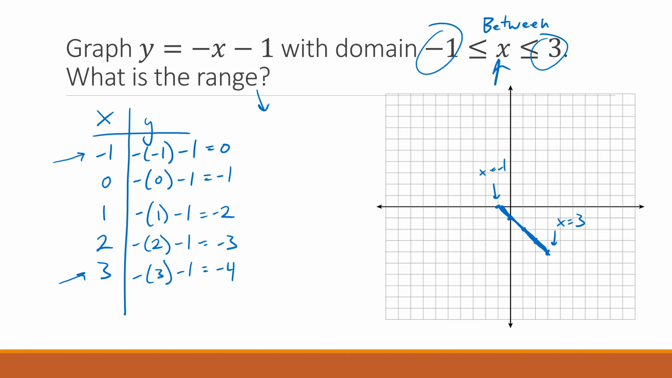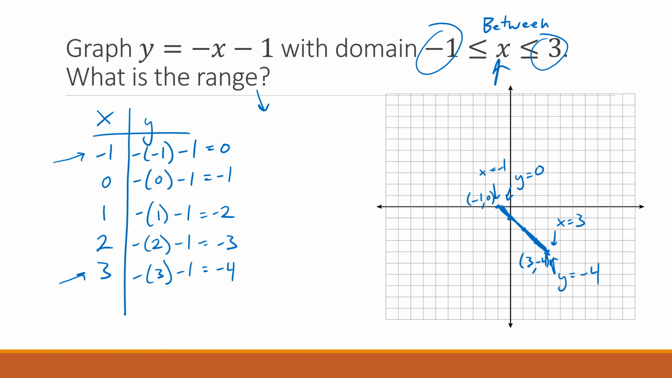Now, as with the last one, it's asking me for the range. Remember, the range relates to the y. So let's look at the y coordinates of these two extreme points. This upper one, the y is 0. This bottom one, the y is -4. And if it's freaking you out the way I'm writing it, just note, this is the point -1 comma 0. This is the point 3 comma -4. I'm just in particular interested in the y's.